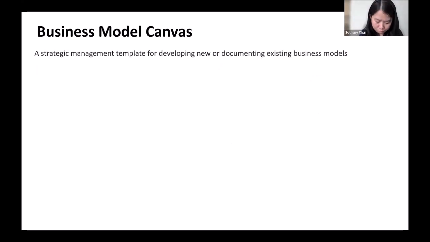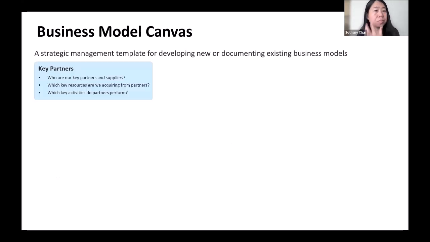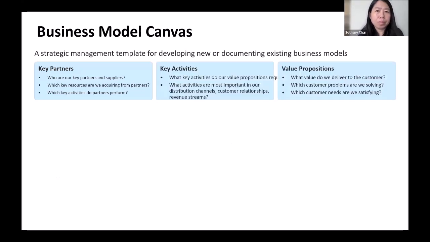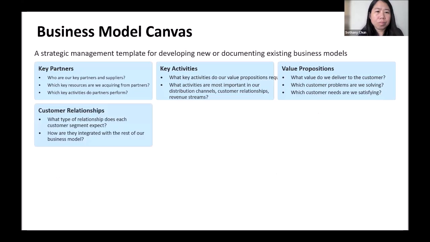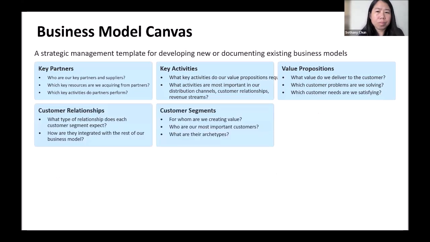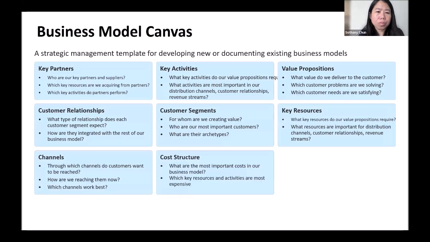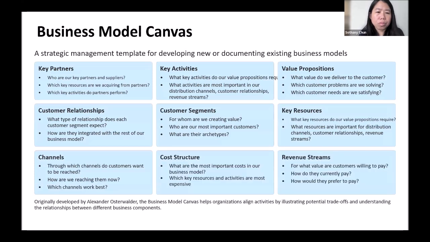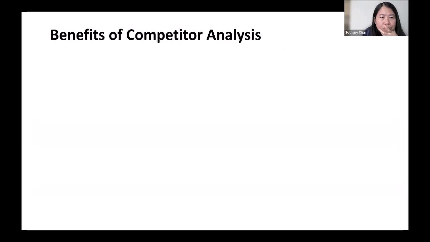Another one is the business model canvas, where we look at key partners, key activities, value proposition, customer relationships, customer segments, key resources, channels, cost structure, and revenue streams. All of that needs to be looked at. So this is also very important. This is also used by a lot of businesses or consultancy services, although sometimes they don't look at all 9 areas, they look at 3, 4, or 5 of the areas.